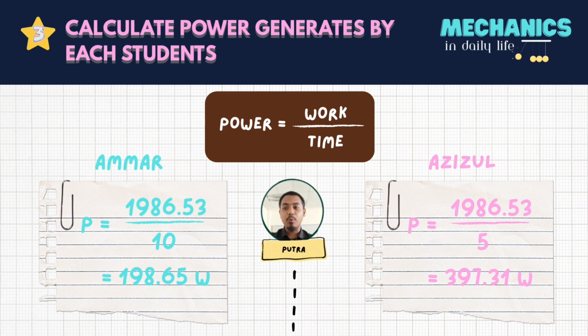For Azizul, the work done is the same, which is 1986.53 joules. However, he only takes 5 seconds. So, P equals 1986.53 divided by 5 and we will get 397.31 watts. This shows that although both students perform the same amount of work, Azizul produced a much higher power because he completes the task in a shorter amount of time.